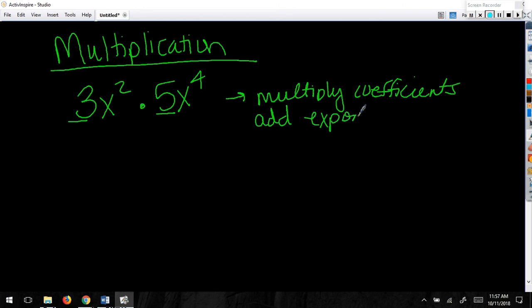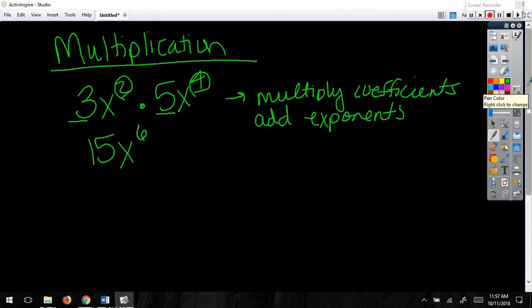So this is different. Remember, when we added, we left the exponents alone, but when we're multiplying, we've got to add those exponents because that base is the same. So this would become 15x to the 6th.